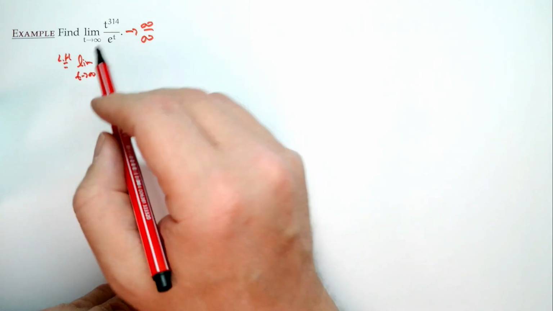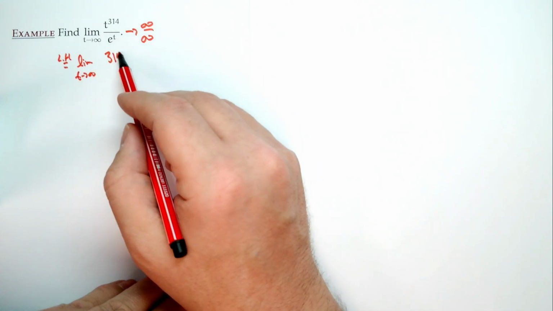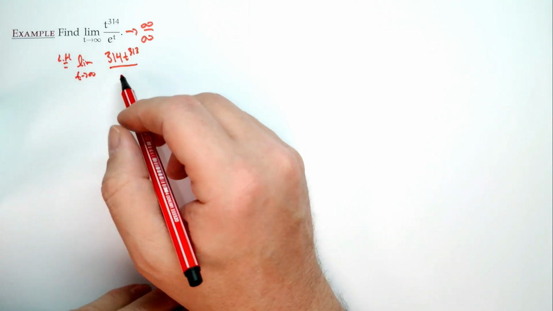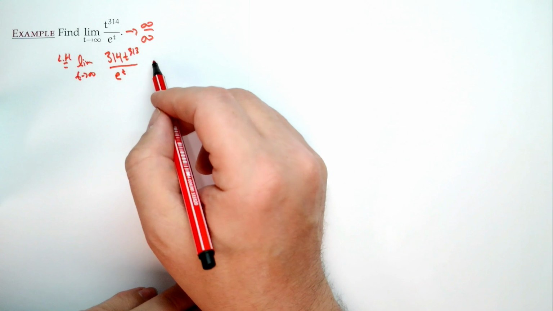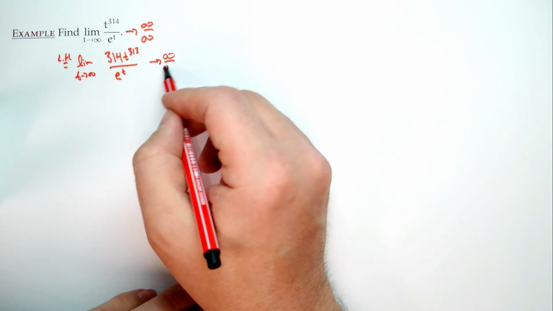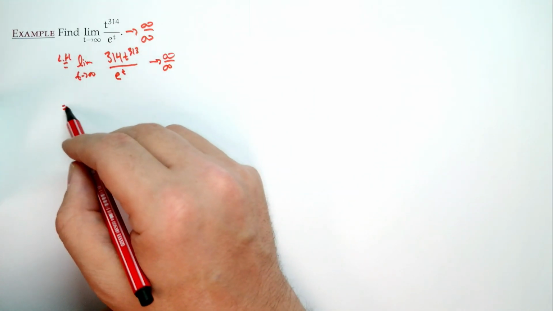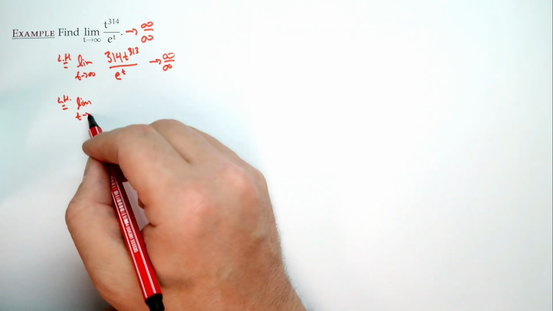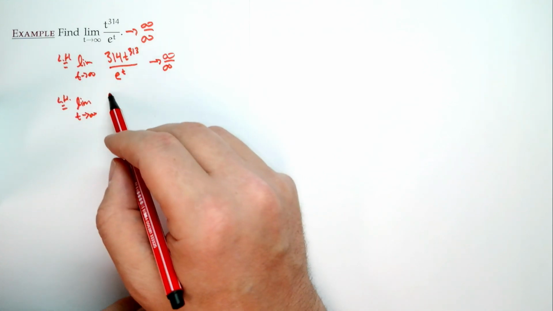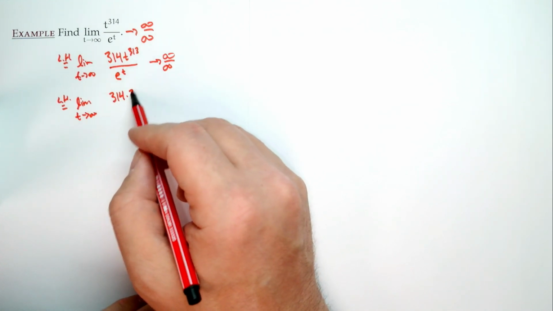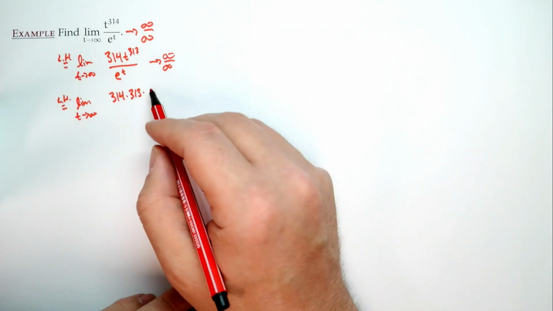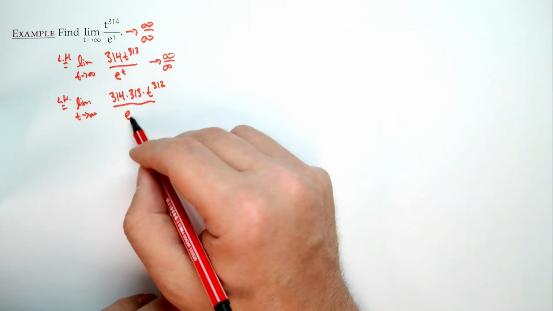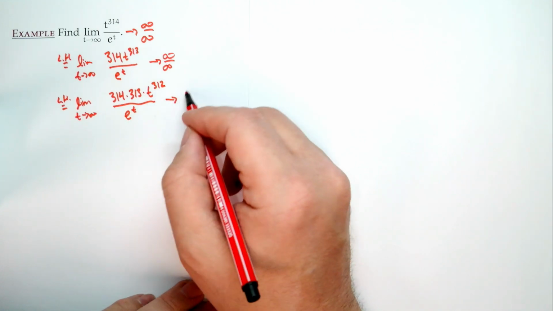So we get upstairs 314 t to the 313. Downstairs, derivative of e to the t is e to the t. What does that do? Well, that goes to infinity over infinity. So what do we do? L'Hopital. And what do we see? Well, that's the limit as t goes to infinity. Well, here we get 314 times 313 times t to the 312 all over e to the t. And what does that do? It's going to infinity over infinity.